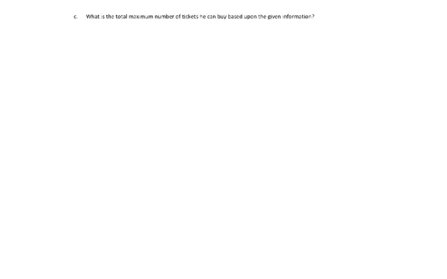It says, what is the total maximum number of tickets he can buy based upon the given information? Now they want us to actually solve that inequality. So remember, our inequality was $1.25 R because each ticket cost $1.25, plus he spent $3.75 on a hot dog and a drink. And all of that needs to be less than or equal to $22.50 because that's all the money he brought to the fair. So we're now going to solve this inequality just like we've been solving linear equations.